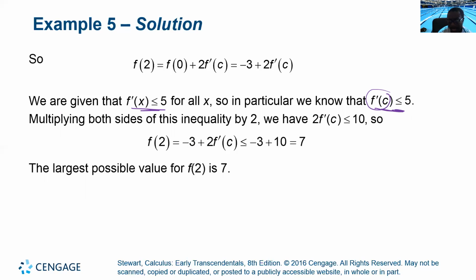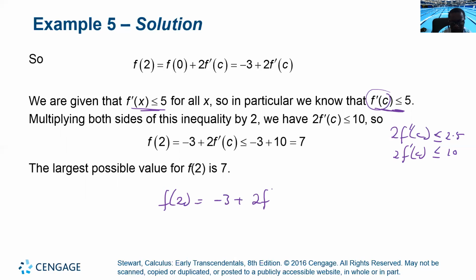If you multiply this inequality by 2, you have 2 f prime of c less than or equal to 2 times 5, which is less than or equal to 10. So f of 2, which is negative 3 plus 2 f prime at c, will be less than or equal to negative 3 plus 10, which is equal to 7. Therefore, the largest possible value of f of 2 must be 7.